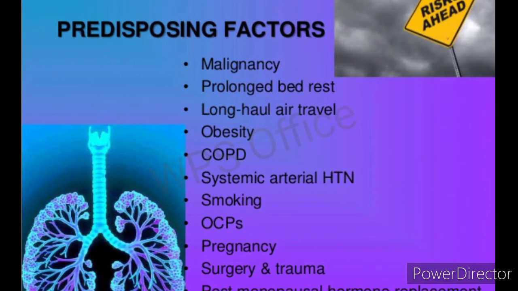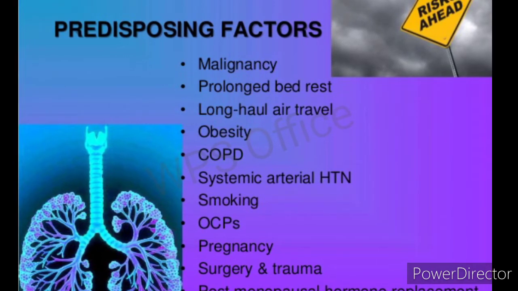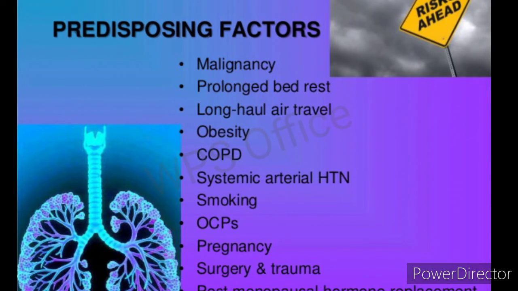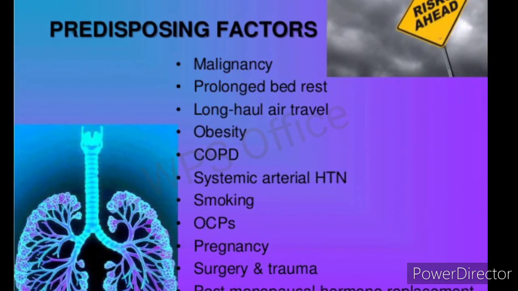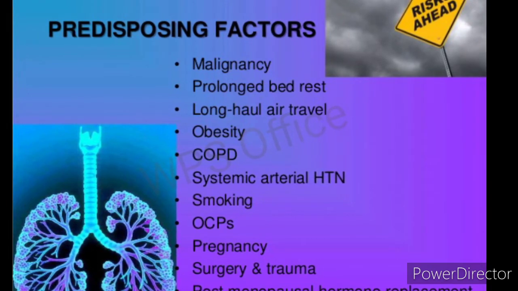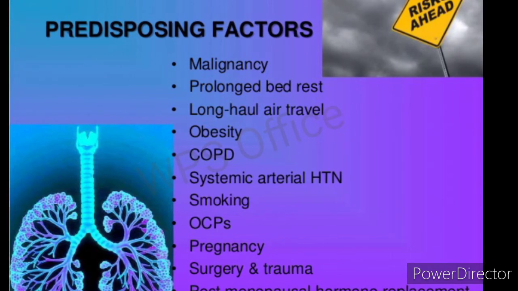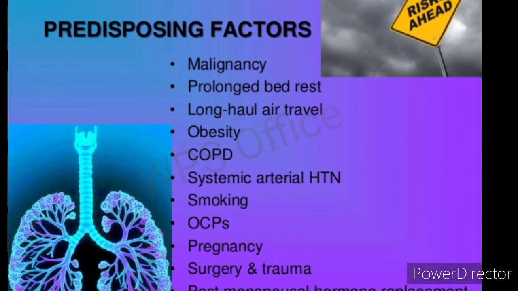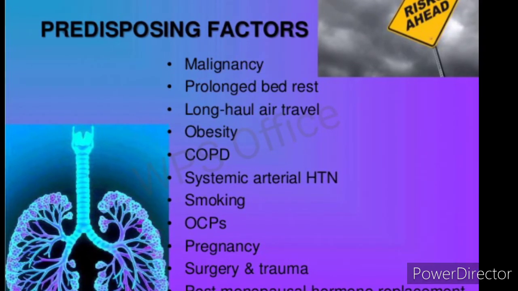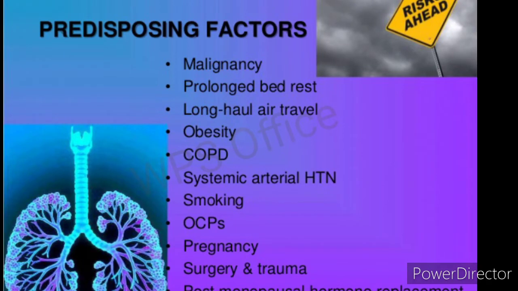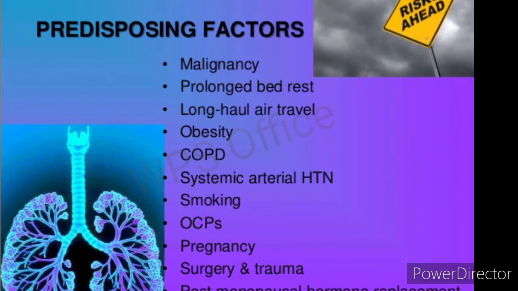COPD, then chronic obstructive pulmonary disease, then the systemic arterial hypertension due to smoking and due to the taking of OCPs or oral contraceptive pills, then due to pregnancy, surgery, then postmenopausal hormone replacement, or thrombophilia. Thrombophilia means the abnormalities in the blood coagulation, or the atrial AF, that means atrial fibrillation, that means the irregular heartbeat. Okay, so these all are the predisposing factors or causative factors.